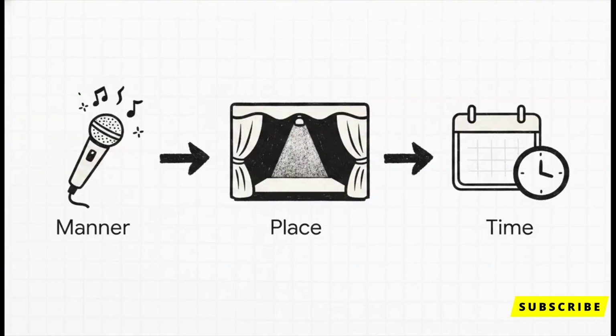Let me read this example out loud for you so you can hear how perfectly natural the manner, place, time sequence sounds. She sang beautifully at the concert yesterday. Beautifully is our manner. At the concert is our place, and yesterday is our time. If you mix these up and say, she sang yesterday at the concert beautifully, it suddenly sounds incredibly unnatural to a native ear. Always stick to manner, place, time.